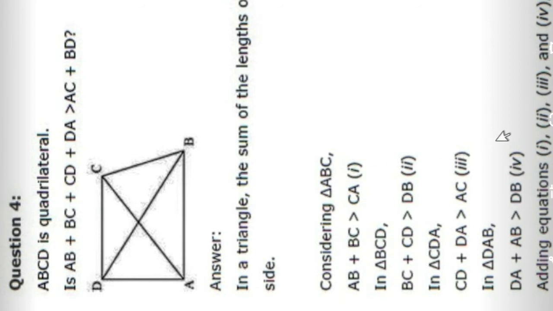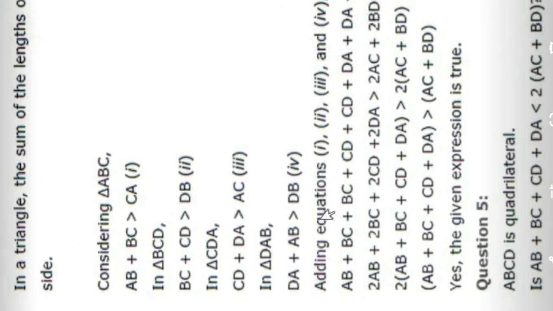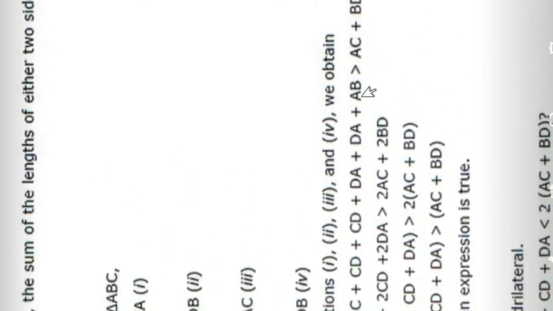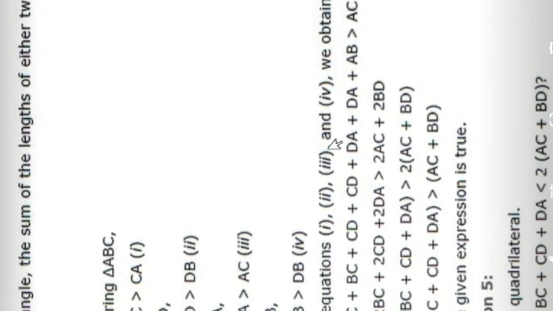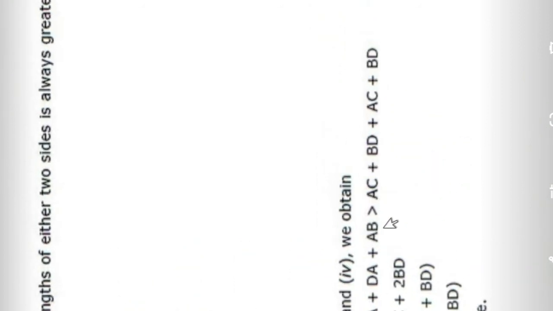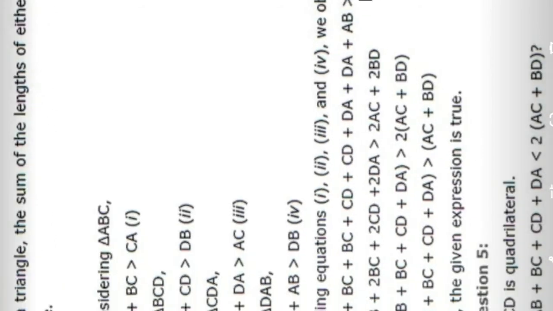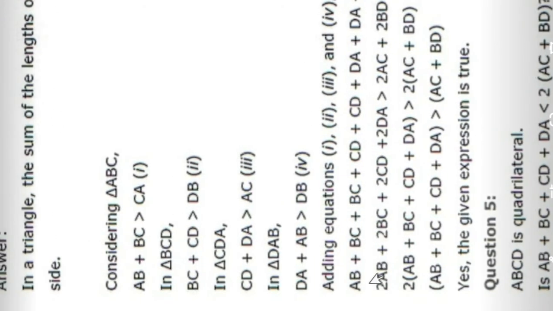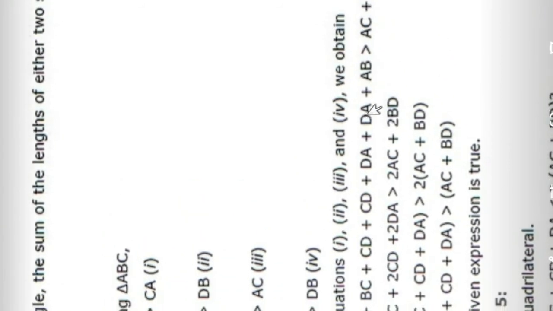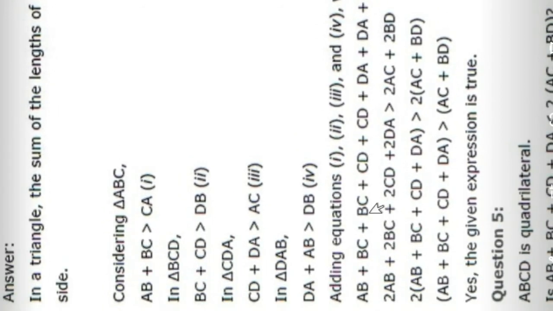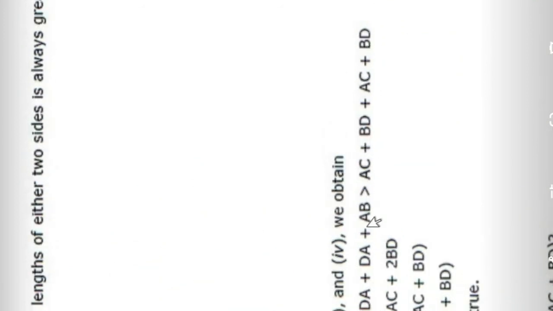All these results we will add. Now what will we get? AB plus BC plus BC plus CD plus CD plus DA plus DA plus AB is greater than AC plus BD plus AC plus BD. Now what we can see here is that AB appears 2 times, and BC and BC, CD and CD, DA and DA, so each is 2 times. And here AC is 2 times and BD is 2 times.